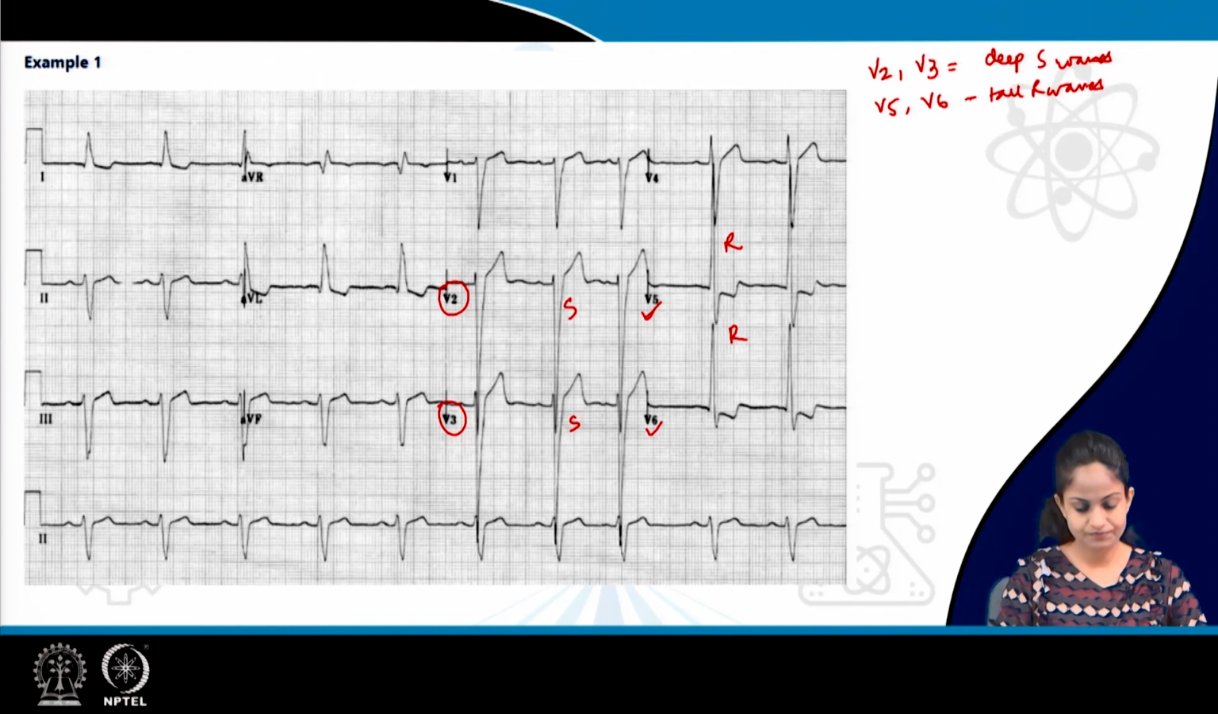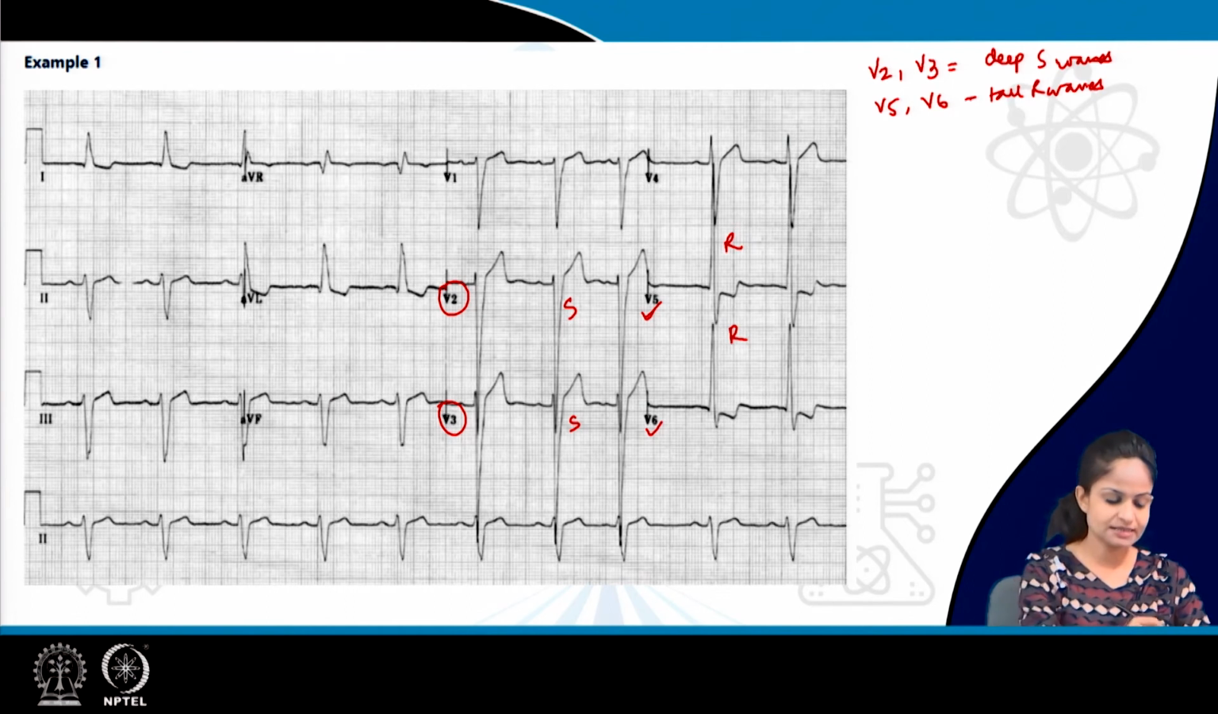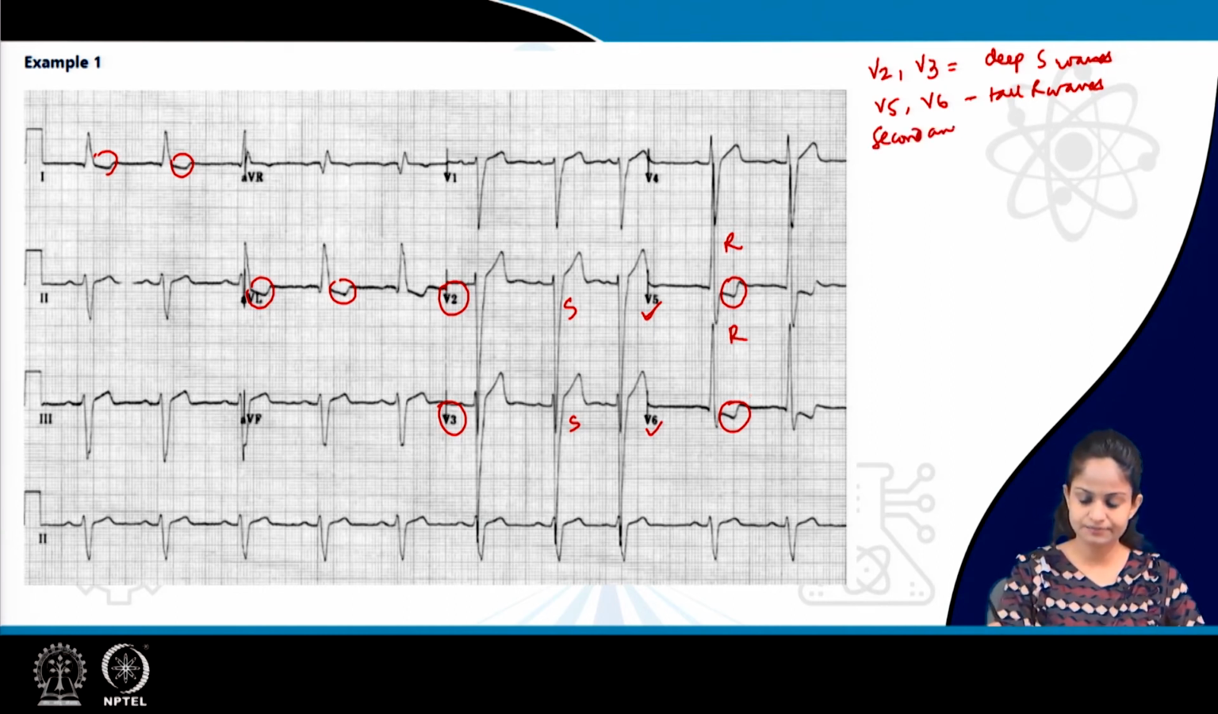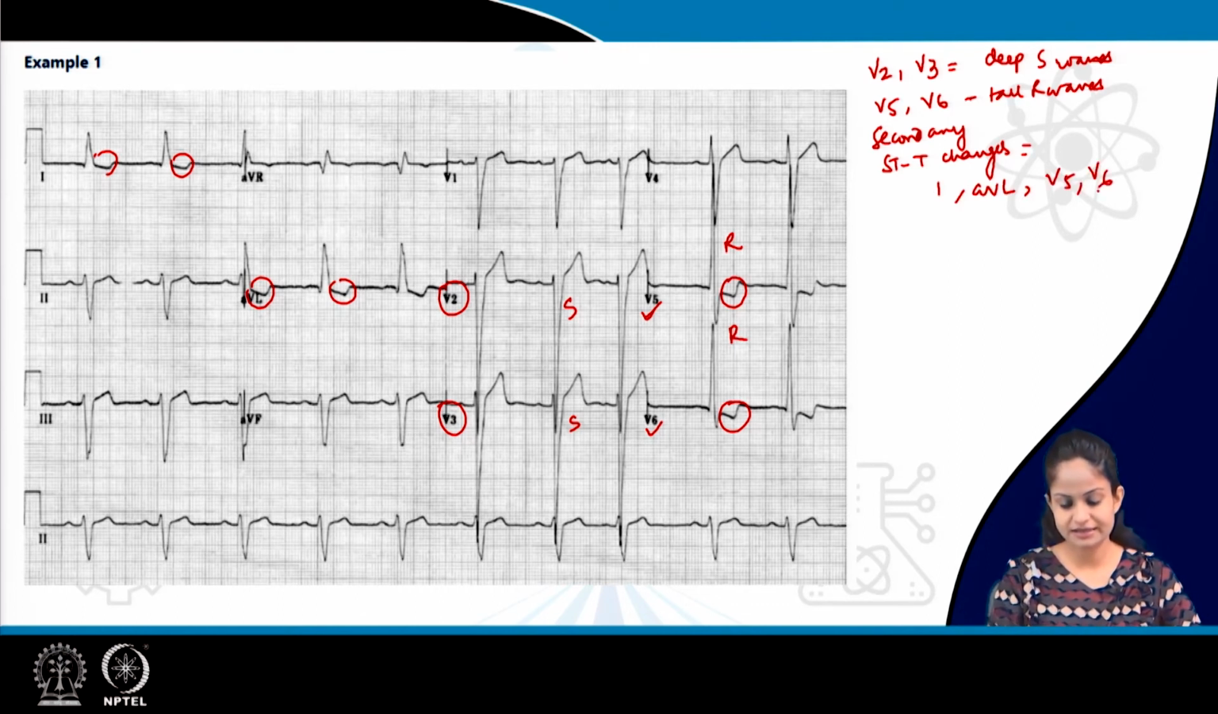There are secondary ST changes also we can see. The secondary ST changes we can see in lead 1, AVL, also we can see T wave inversion, and in case of V5, V6 also we can see the secondary ST changes. So, secondary ST changes we see in lead 1, AVL, and in case of V5, V6.